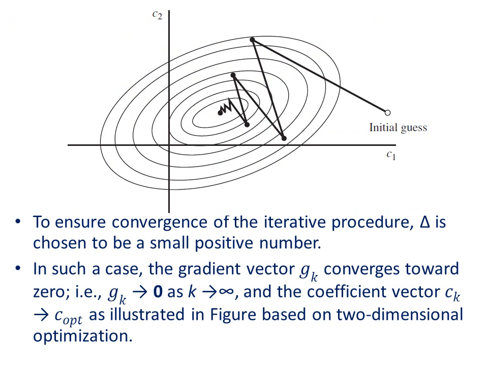To ensure convergence of the iterative procedure, delta is chosen to be a small positive number. In such a case, the gradient vector GK converges towards 0 as K tends to infinity, and the coefficient vector CK tends to C optimum, as illustrated in the figure based on two-dimensional optimization.